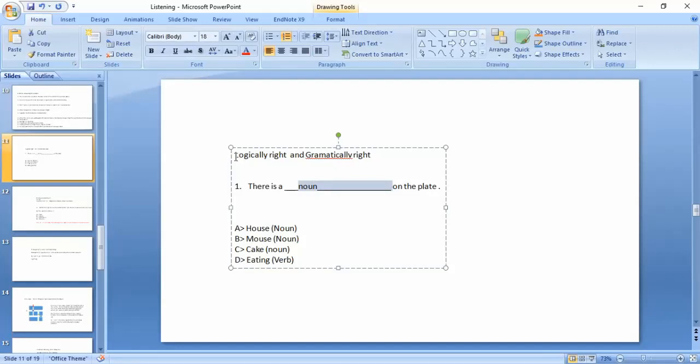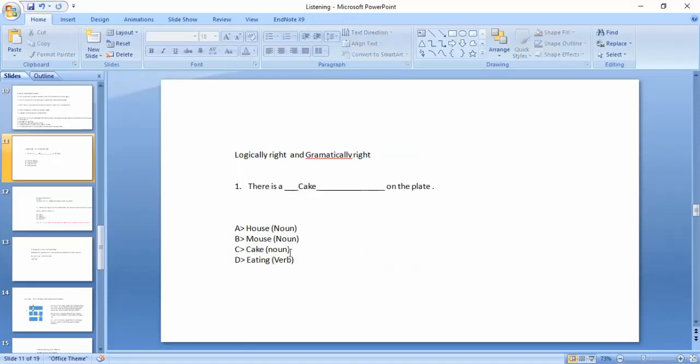But when we talk logically, then only cake will be a suitable answer in this gap and not the others, although they are nouns. Because usually we put a cake on the plate and not a house on the plate. So cake would be the correct answer. In this way, you need to choose an answer which is correct logically and grammatically. Okay?